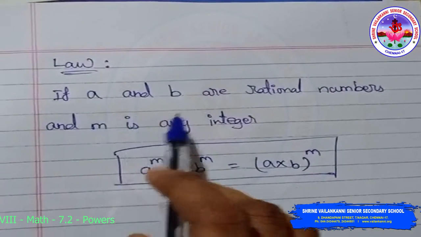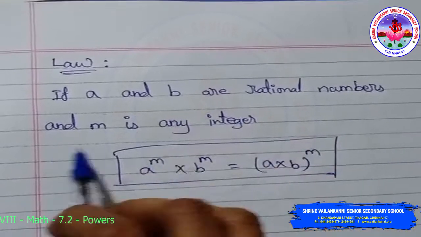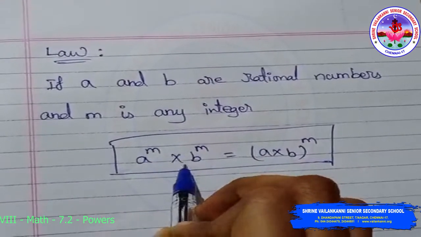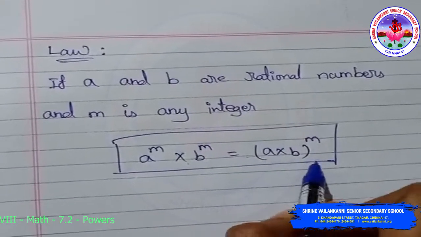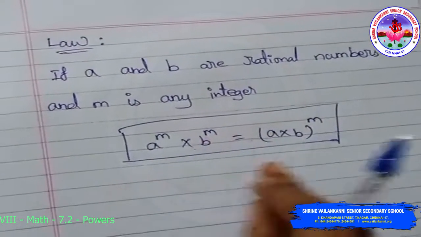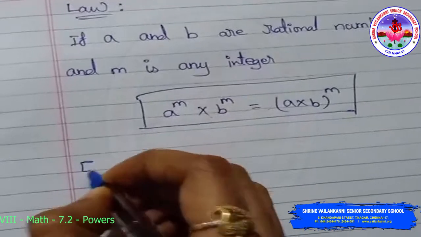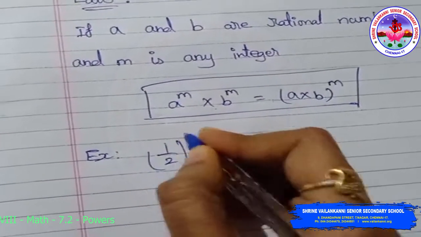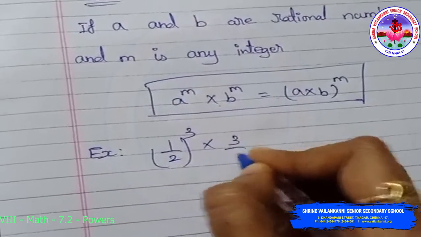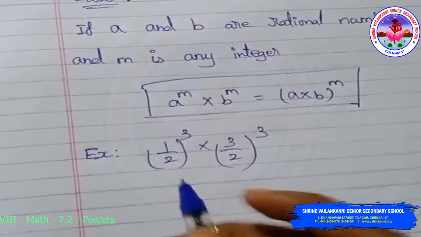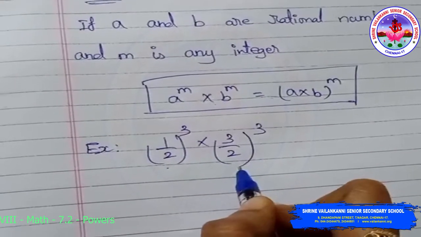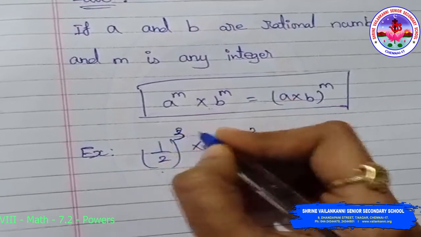If a and b are rational numbers and m is any integer, a power m into b power m is equal to a into b whole power m. Here the bases are different, the powers are equal. For example, 1 by 2 whole power 3 into 3 by 2 whole power 3. Here a is 1 by 2, b is 3 by 2. The power values are equal.